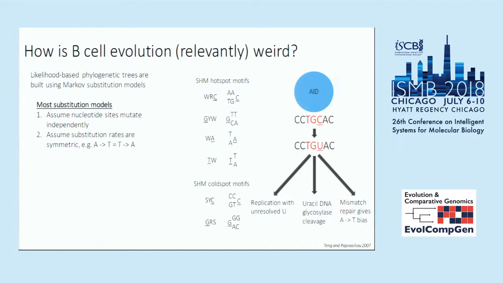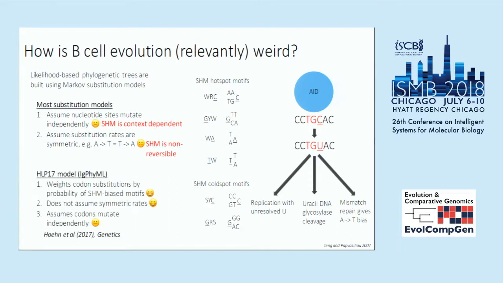However, what we know about somatic hypermutation in B cells doesn't really gel with this. In contrast to a lot of systems, mutation in B cells is actually driven by a set of enzymes, chief among them AID, which operate on particular hotspot motifs. For instance, WRC, which could be an example of AGC, mutates much more rapidly than most other motifs, whereas SYC mutates much less rapidly. And this means that somatic hypermutation is actually context dependent, which violates the assumption of independence among sites, and it's non-reversible because certain motifs decrease in frequency over time and certain motifs increase in frequency over time.